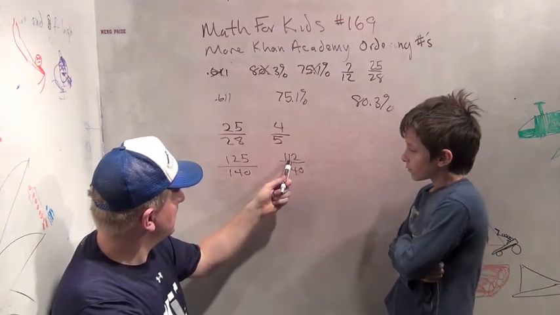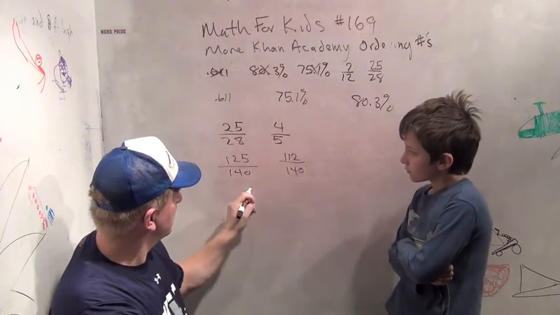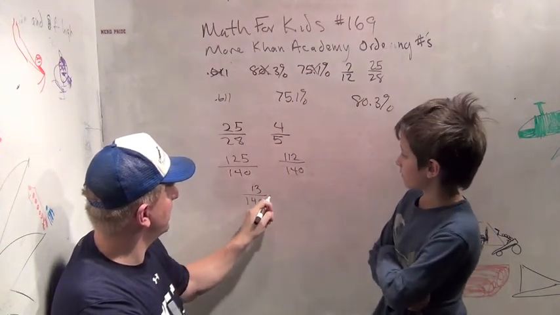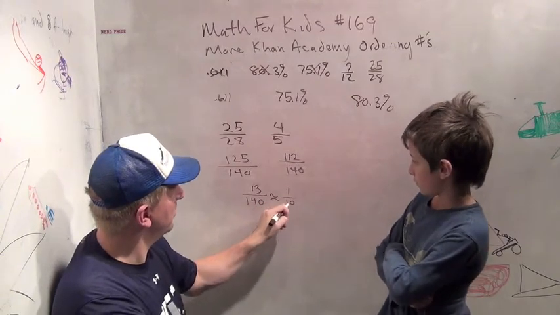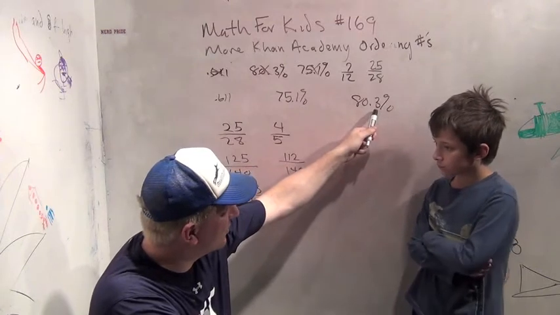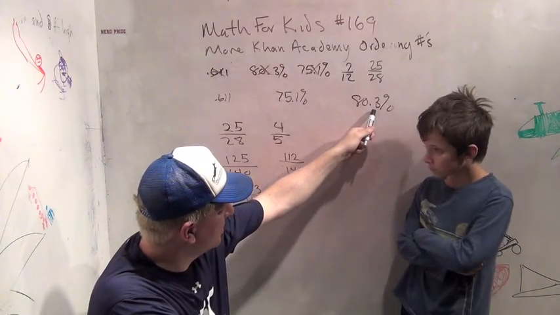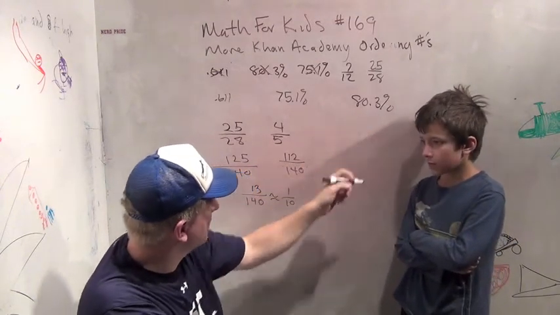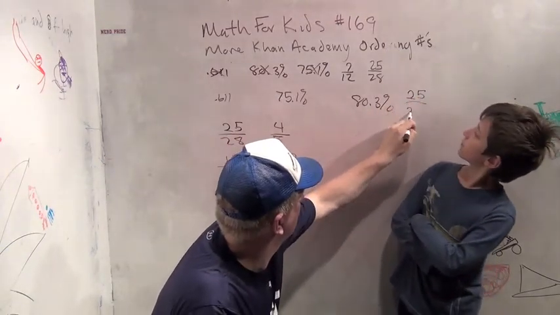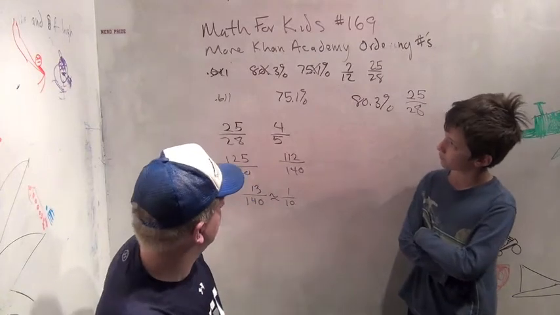So this is actually quite a bit bigger. This is 13 over 140 bigger than that, which is pretty close to 1/10 bigger. Notice that 80.3 is just a tiny, tiny little bit bigger than 0.8. So that means 25/28 goes over here. Less than 1 but bigger than 0.8.